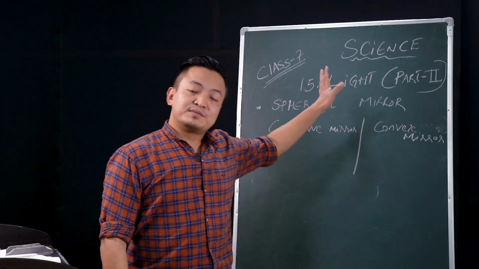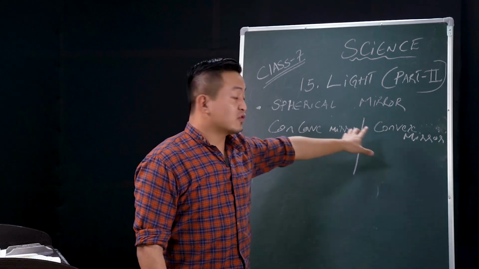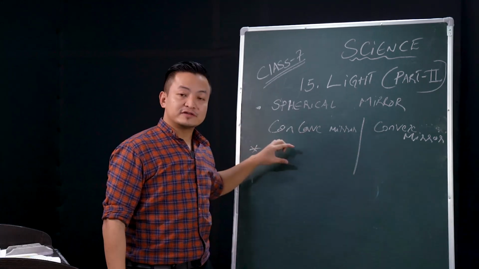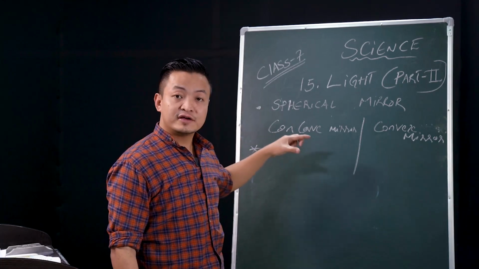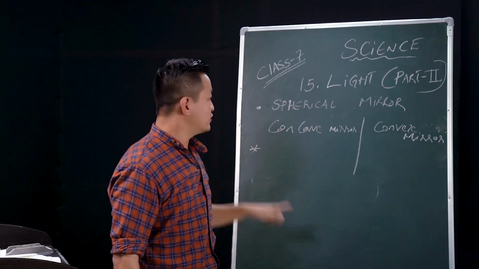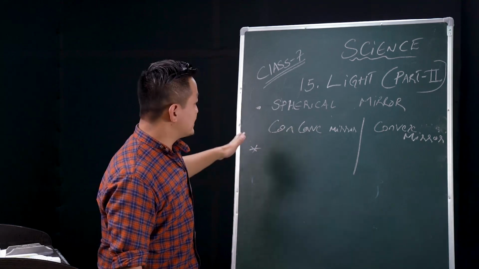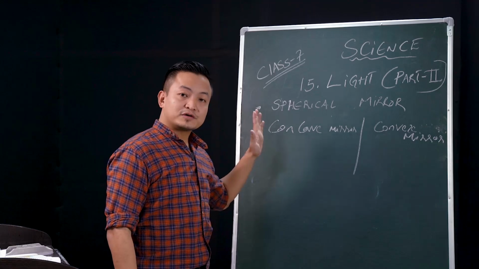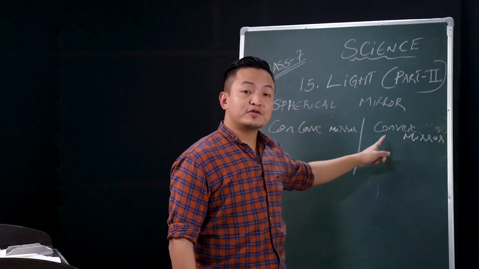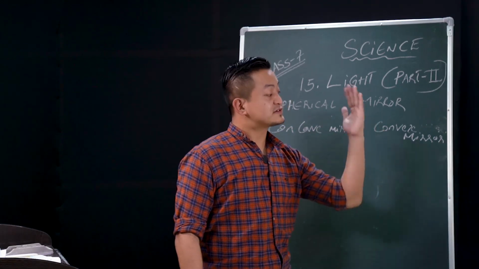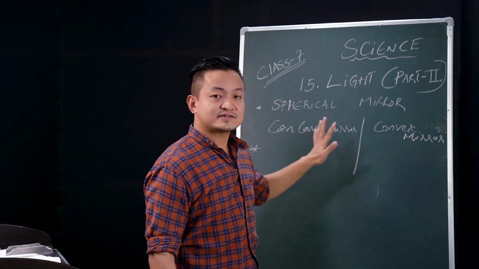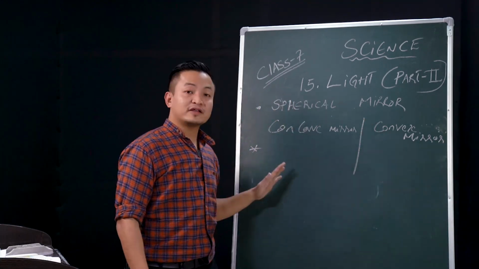Now we'll see some differences between the concave and convex mirror. The first one, you can write the difference, the definition, which I have explained just now. For the convex mirror, the reflecting surface is bulging outward. And for the concave mirror, the reflecting surface is curving inwards. That's an assignment, you can write it.